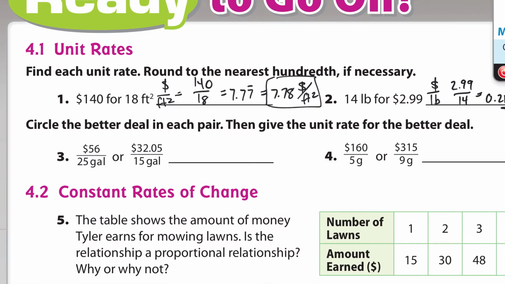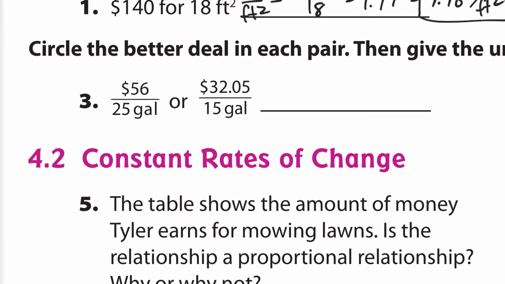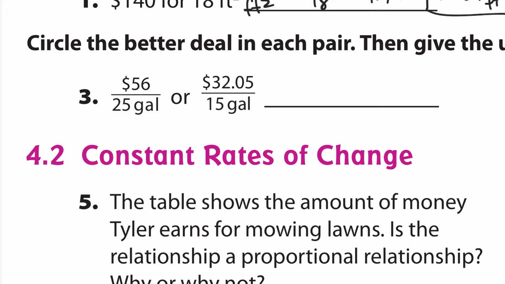Circle the better deal. So let's go with how much money per gallon. Okay, so if I'm going to go in tighter here, and I'm going to do 56. So I got 56 divided by 25. And that's 2.24. And this is dollars per gallon. So how much money you spend for 1 gallon is $2.24.